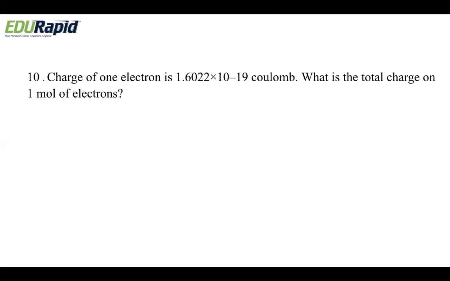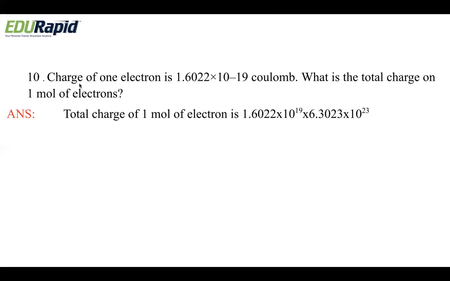Charge of one electron is 1.6022 into 10 to the power of minus 19 coulomb. They have given the charge of one electron. What is the total charge on 1 mole of electrons? So very simple it is. They have given a charge of 1 electron. You have to identify the total charge of 1 mole of electrons.